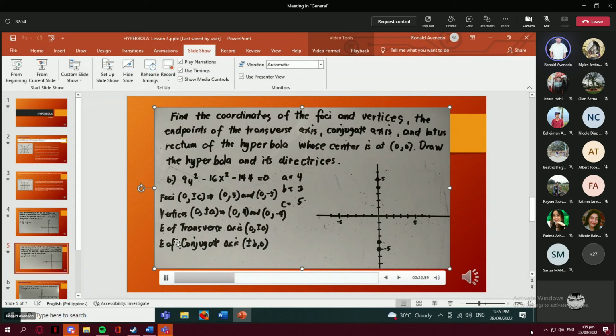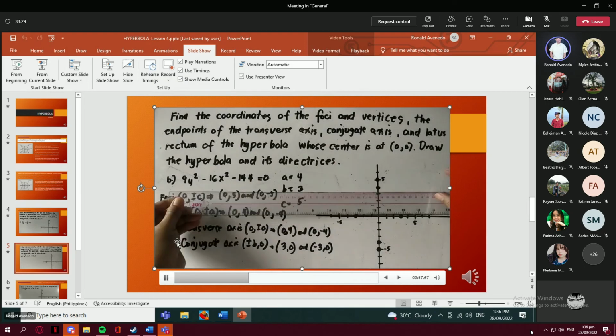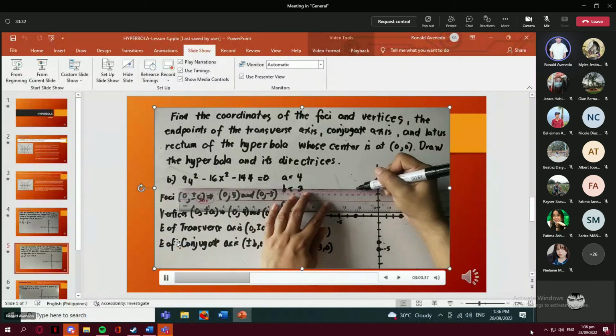Then endpoints of the transverse axis, the same as the vertices. So 0, 4 and 0, negative 4. For endpoints of the conjugate axis, we have 3, 0 and negative 3, 0. So 3, 0, negative 3, 0. So we can now draw here the rectangle for our guide later.